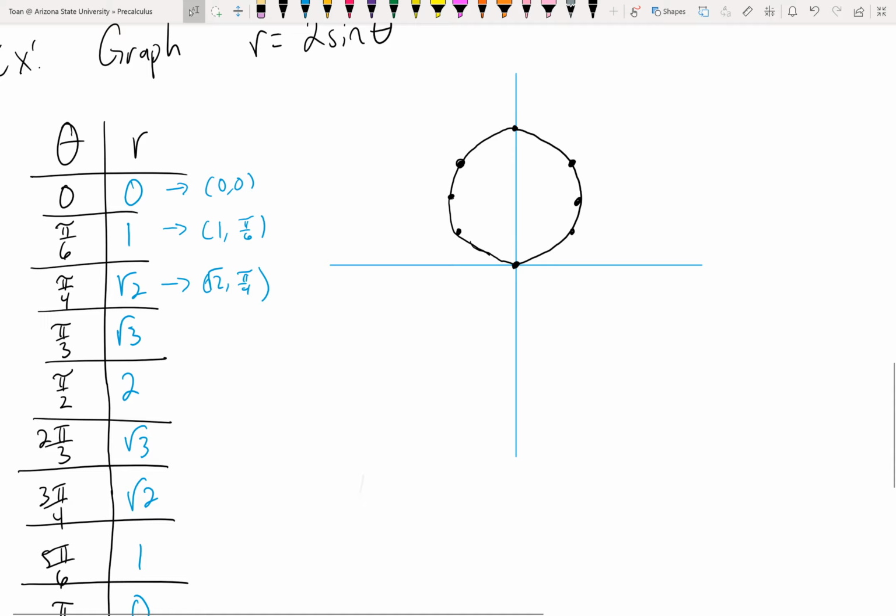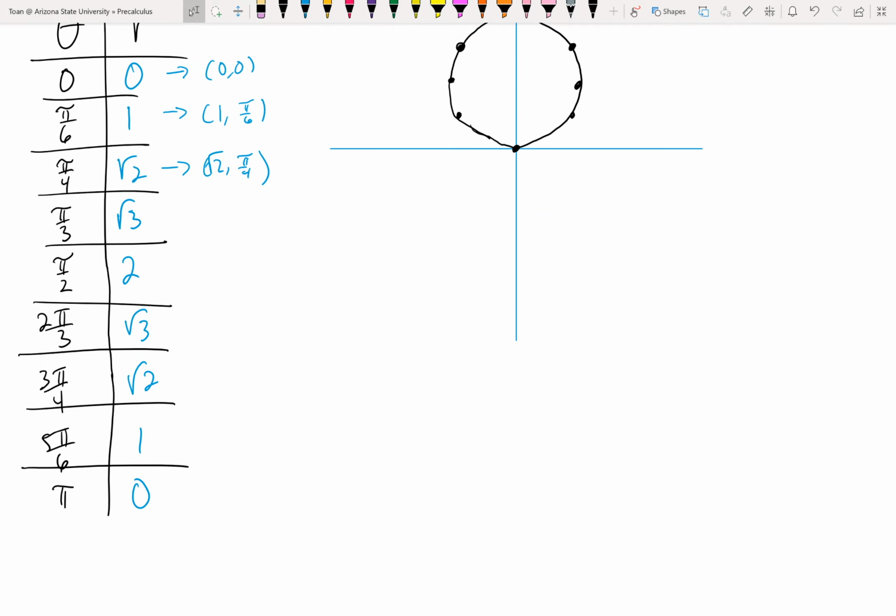Now you can get as fancy as you want with these graphs, by doing the same thing, making a table of values. And I would highly suggest in your practice, do 1 or 2, quote, complicated ones by hand so you get a feel for it. But honestly, I'm probably not going to quiz you or test you on graphing.